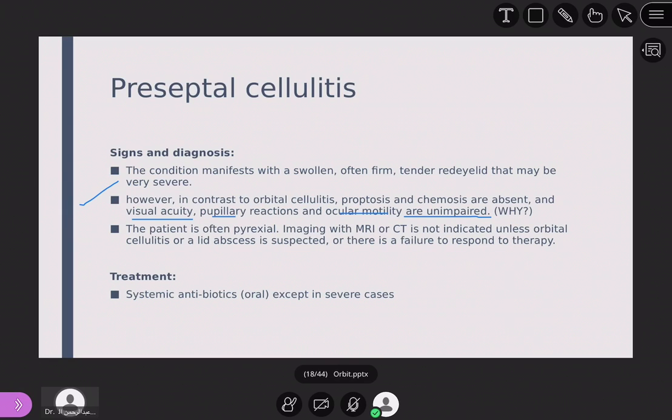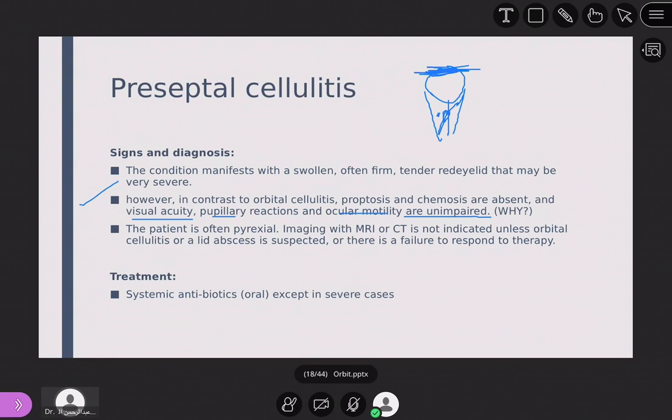If it's in the cone, we said this is the cone. If there is anything here, here or here, the visual acuity and pupillary action will be affected. Why? Because it will affect the optic nerve, which is in the middle. So the optic nerve will be affected either directly or because of the edema, meaning it will be compressed. In preseptal cellulitis the inflammation is not in the orbit. This is the orbit; the inflammation in preseptal is here.